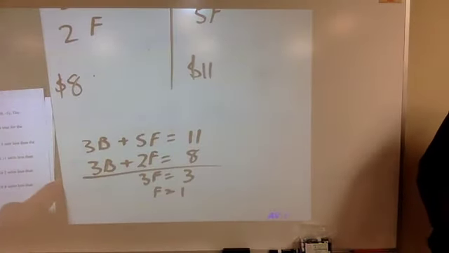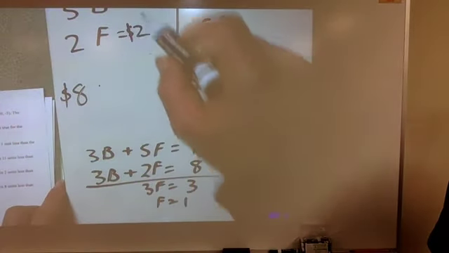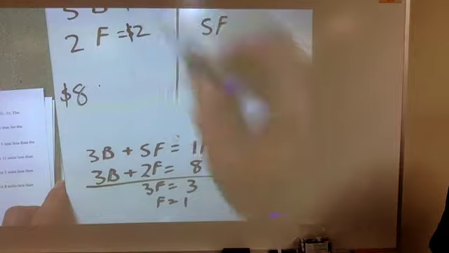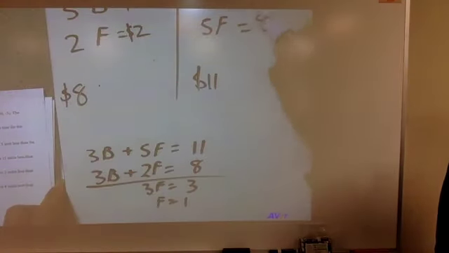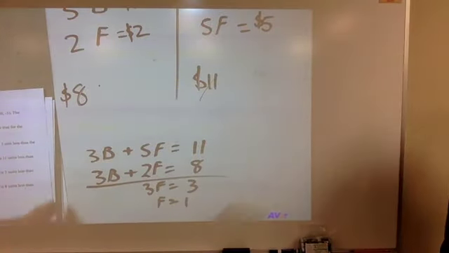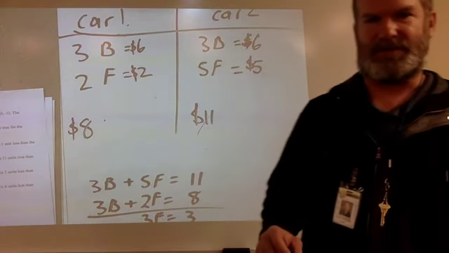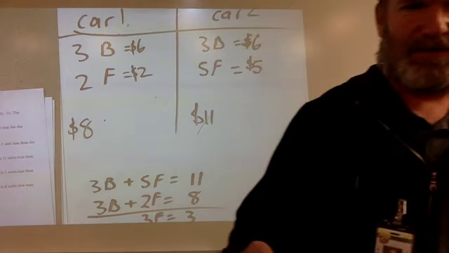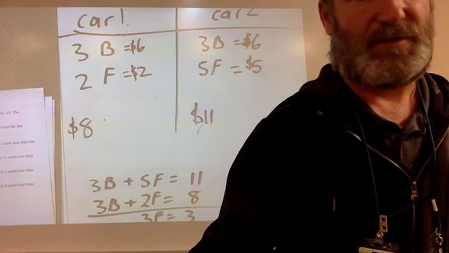So if the fries were $1 each, then this car spent $2 on fries and $6 on burgers. So they must have spent $2 per burger. This car spent $5 on fries. So what's left out of 11? $6. So that must have been $2 per burger also. Just like the first problem, but you had to create your own equation. So I think you guys will be able to do these problems. They'll get a little more complicated, but I'll talk about that later. For now, try the simple ones. I think you'll be able to get it.